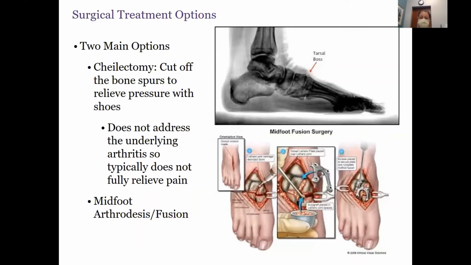One is to remove the bone spurs. As you can see in the top image here, there's kind of a point or a peak. That's a sign of the arthritis. That unfortunately does not address the underlying problem of the arthritis. So even though you have those removed, they can come back or recur.